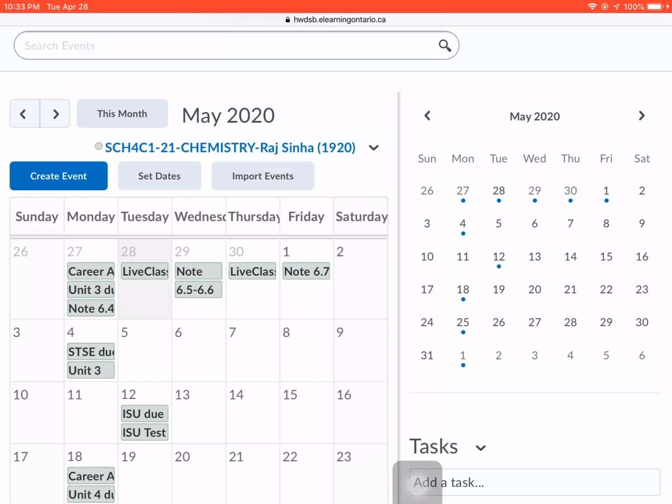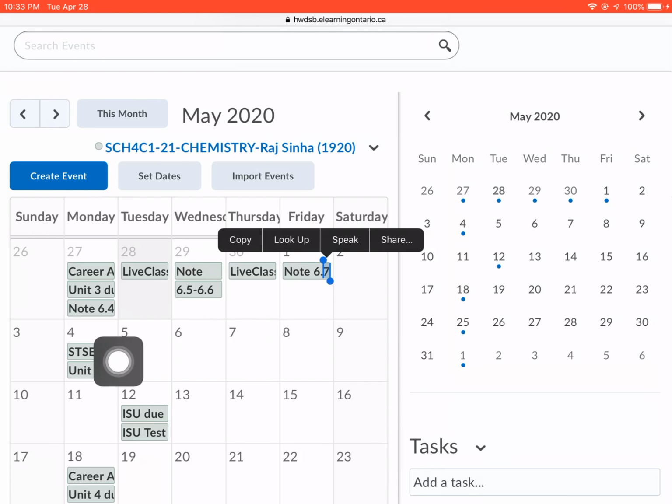Friday will be our last note, like I just said a moment ago. And then from there, we will have our STSE for Unit 3 due here. We'll probably have a review class, and I'd say by the 6th, we're probably ready for a test for Chapter 6. So I'm going to post that up there.